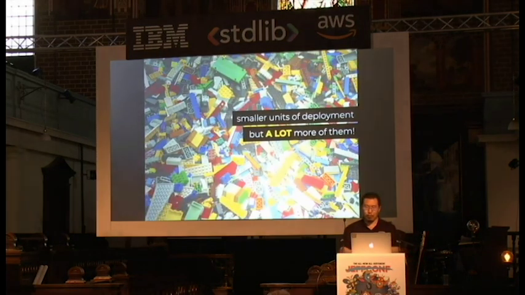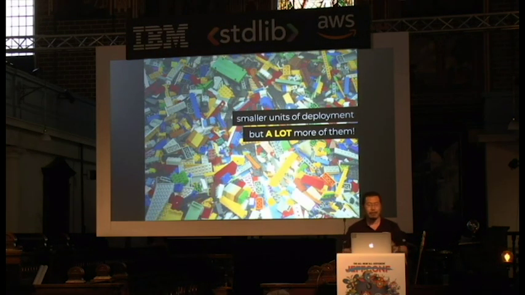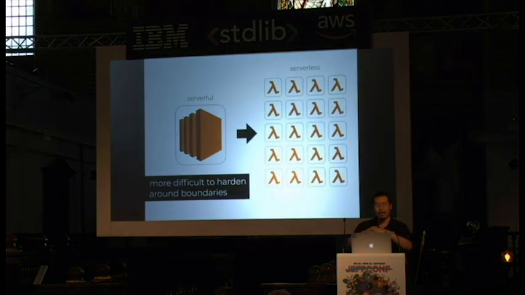You have a much smaller unit of deployment, which is a great thing for very many reasons, but you also end up with so many more of them as well. And that means now you have a lot more boundaries that you need to harden around, because before you could harden around individual EC2 instances, but now you have to do that for every single function that makes up your application.